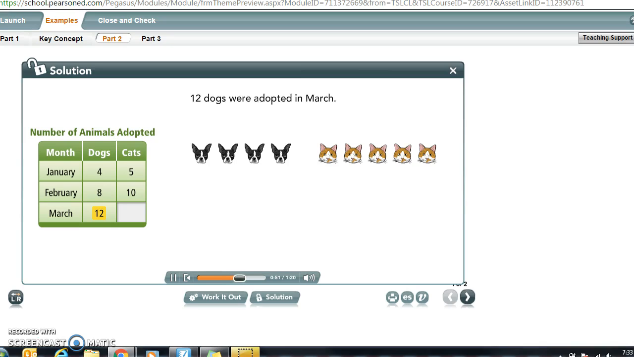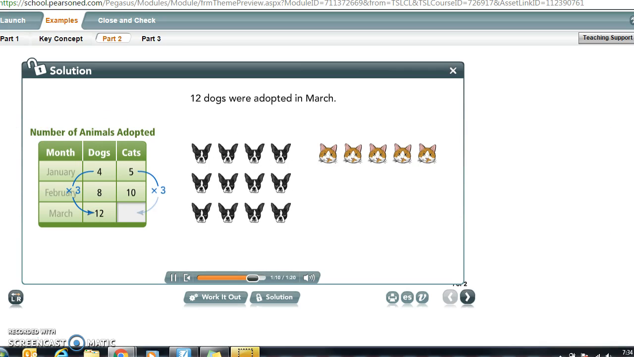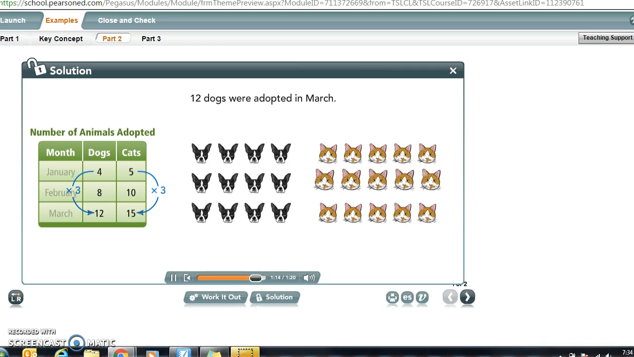12 dogs were adopted in March. Use the ratio of adopted dogs to adopted cats in January to find the number of cats adopted in March. 4 times 3 equals 12. So, multiply 5 times 3. 15 cats were adopted in March.